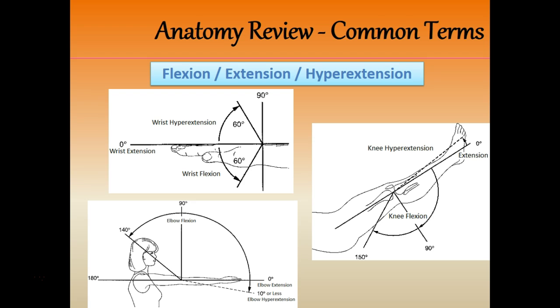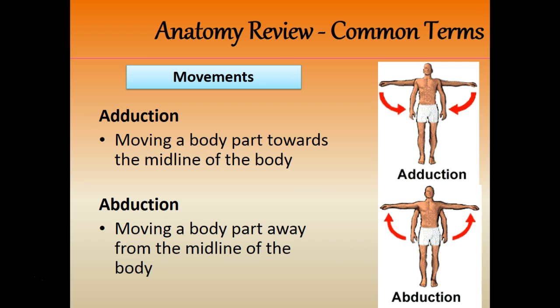You can have wrist extension, wrist flexion, shoulder flexion, shoulder extension. It becomes important to know what the normative values are for each of these motions at each of the joints.